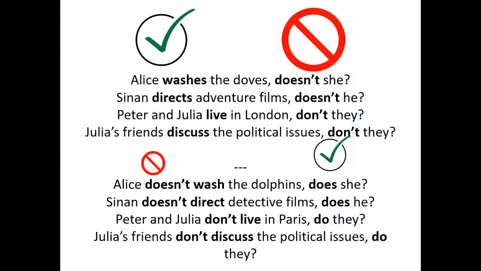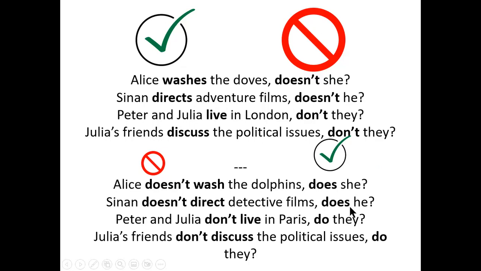Alice washes the dolls. Doesn't she? Yeah, attention, please. Singular subject, Alice washes the dolls. Doesn't she? Yes, she does, we say in short, as a short answer. But yes, she washes the dolls. Sinan directs adventure films, doesn't he? Peter and Julia live in London, don't they? Julia's friends discuss the political issues, don't they? Yes, they do, or no, they don't. Okay. Alice doesn't watch the dolphins, does she? Yes, she does, or no, she doesn't, not possible.